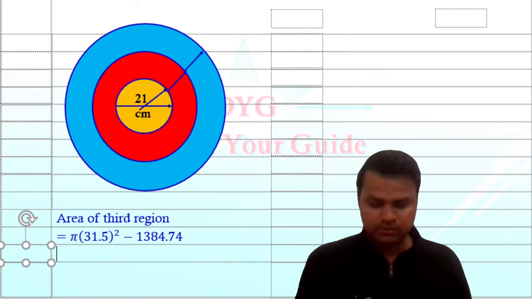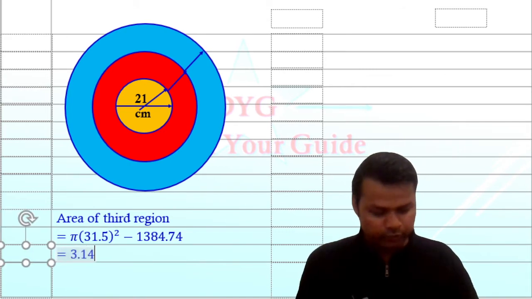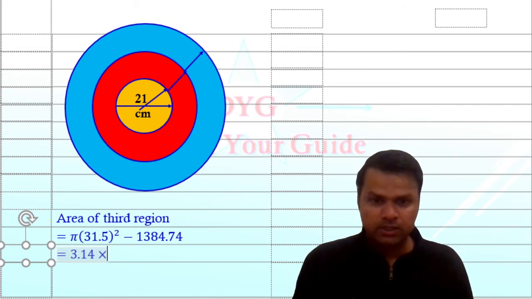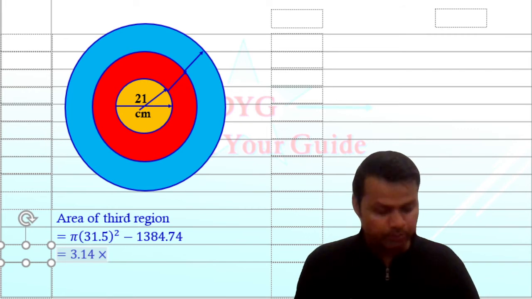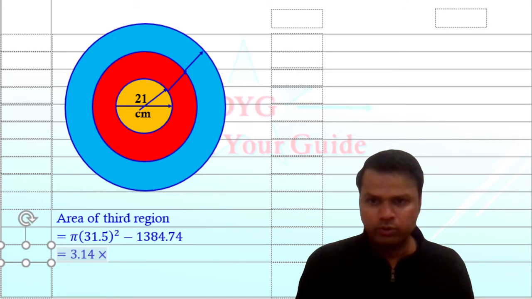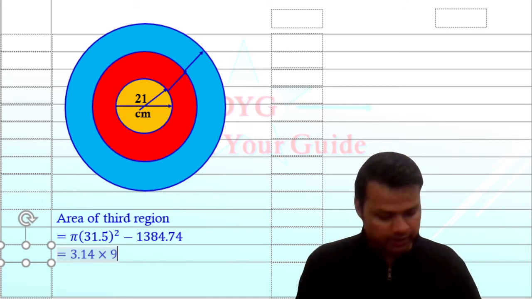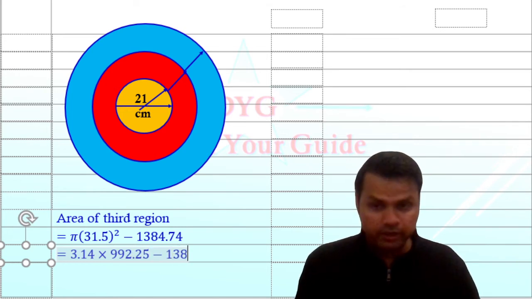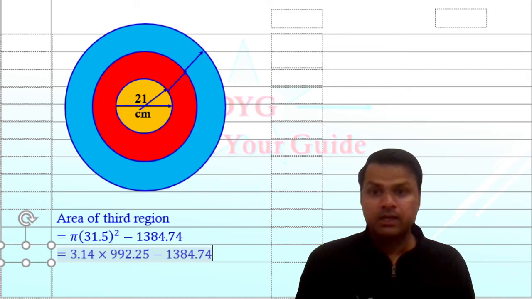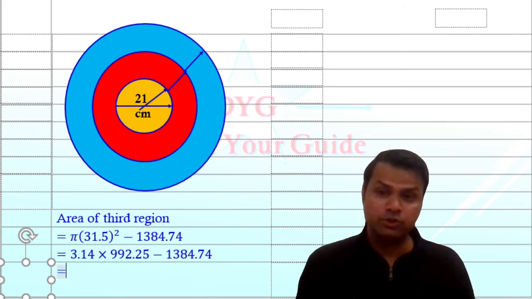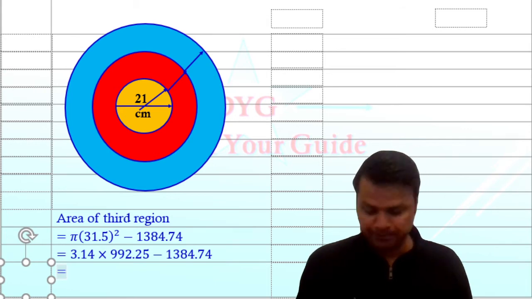Now it's pure calculation. So as we have used 3.14 in the previous calculation, so we'll use 3.14 here as well. Now I am using the calculator here. 31.5 times 31.5 is 992.25. So 992.25 minus 1384.7. Please practice these multiplications, because calculator will not be allowed. So make sure you practice it. This will help you speed up your calculation, because you won't have much time.